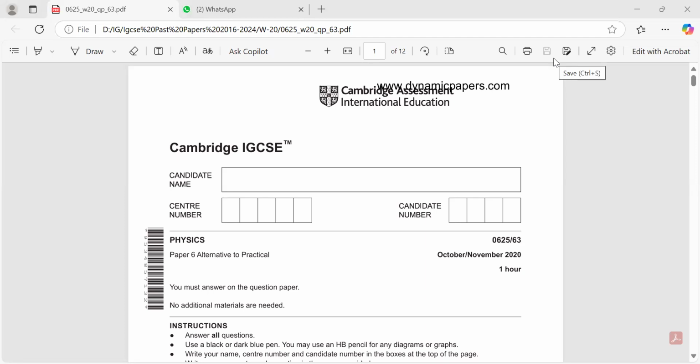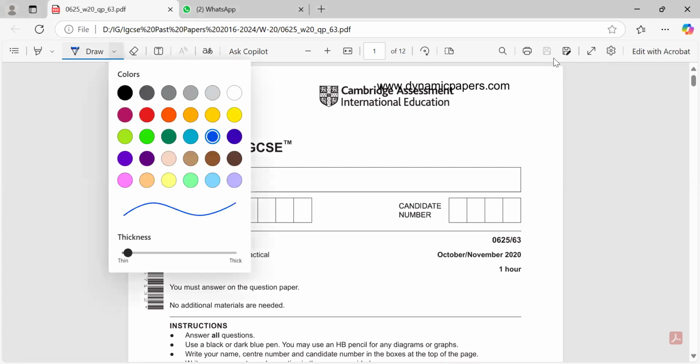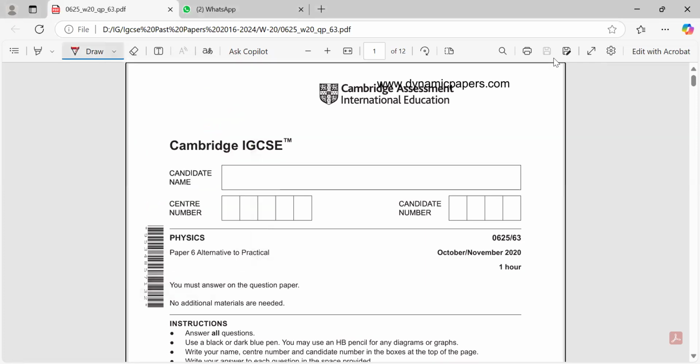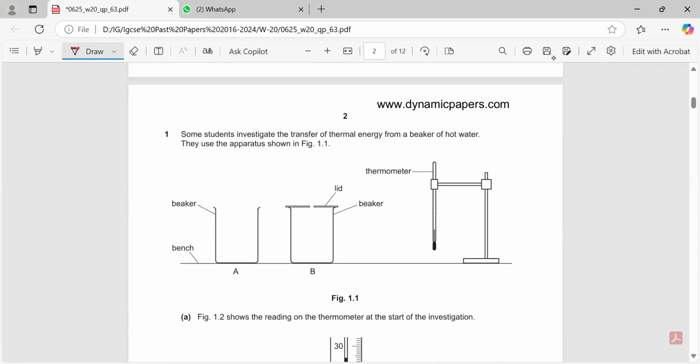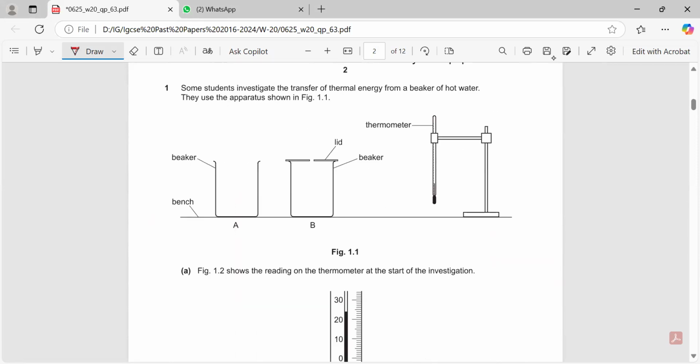And right now we are solving paper 6, variant 3, this is year October-November 2020. So paper 6, variant 3, October-November 2020, and let's start it. So we are starting with question number 1, which is based on some thermal physics question.